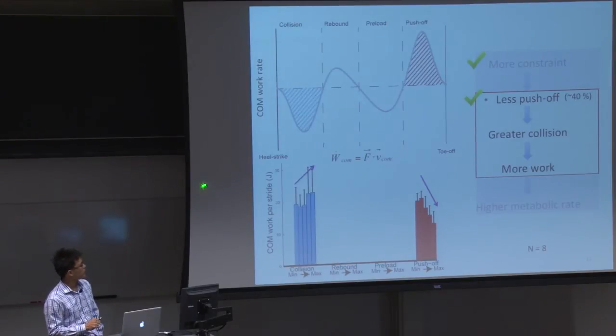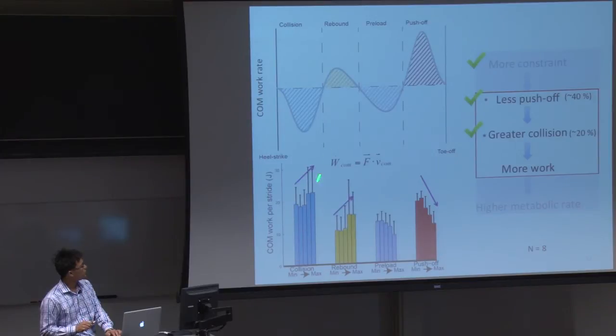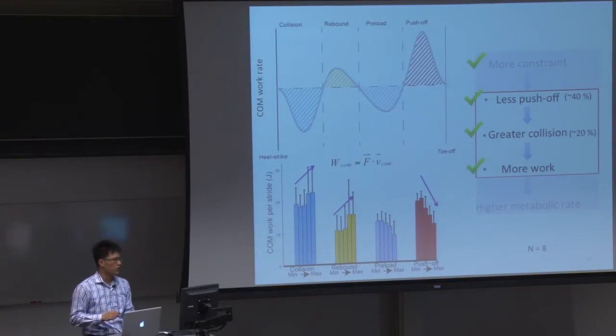The next part, we look at the collision. When we have less push-off, we have more collision, and the collision increased about 20% compared to the no constraint case. And then during the rebound phase, our limb does more positive work. So now we know that during the same phase, our limb does more positive work to compensate for the collision.